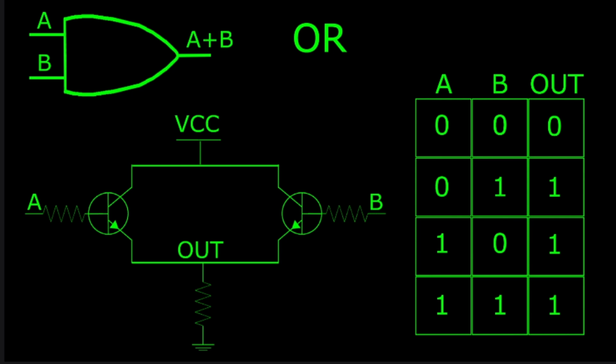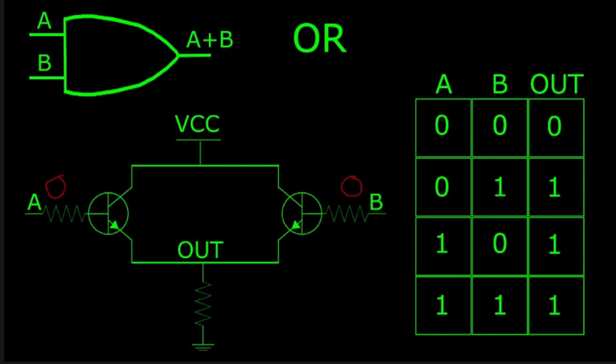The next logic gate we'll take a look at is the OR gate. You can see the symbol for the OR gate in the top left and the circuit diagram for the OR gate on the bottom. On the right hand side, we have the truth table, and you can see that the OR gate outputs a 1 if either one of its inputs is a 1. Otherwise, it will output a 0.